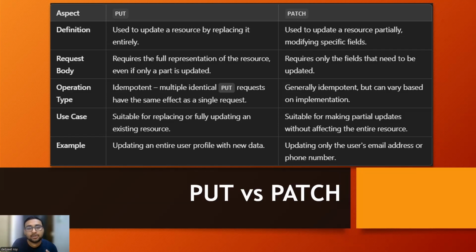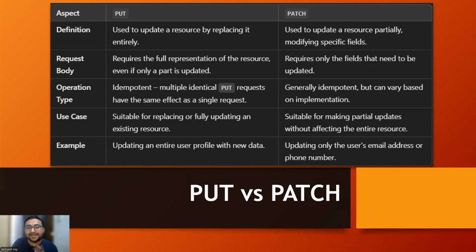The first time it will do the put operation. After that, if you try to update a particular resource, it will give the same response. So that means it is idempotent. And patch is also generally idempotent, but it can vary depending on the implementation, like which column you want to update. If you update the same column again and again, then it is idempotent. But if you are changing the column, then it is not idempotent. So it totally depends.